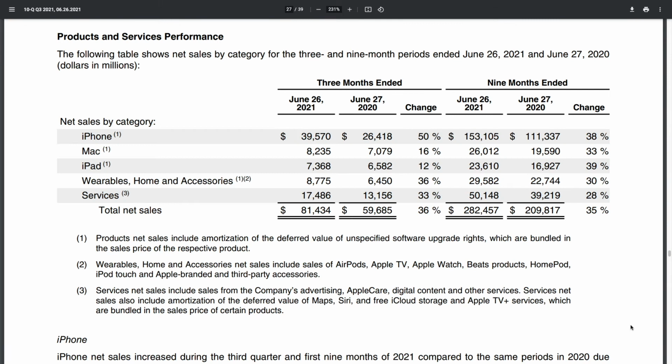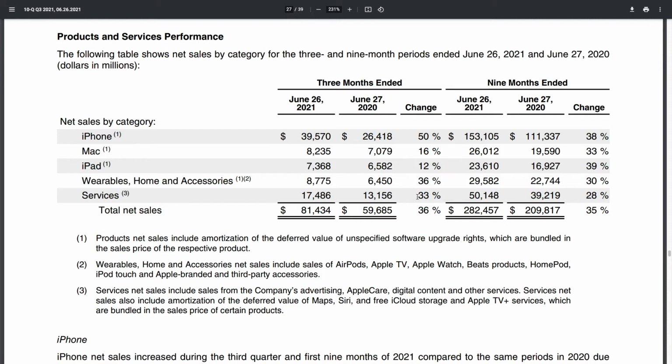So in the case of Apple, I would actually be looking for the split of their revenues by product category. So it's interesting to see the increase quarter over quarter. So iPhone, they've managed to significantly increase based on the same quarter last year. You can see that there, and they give the amount increase, so that's a 50% increase on iPhones, 16% on Mac, 12% on iPad, 36% on wearables, and 33% on services.